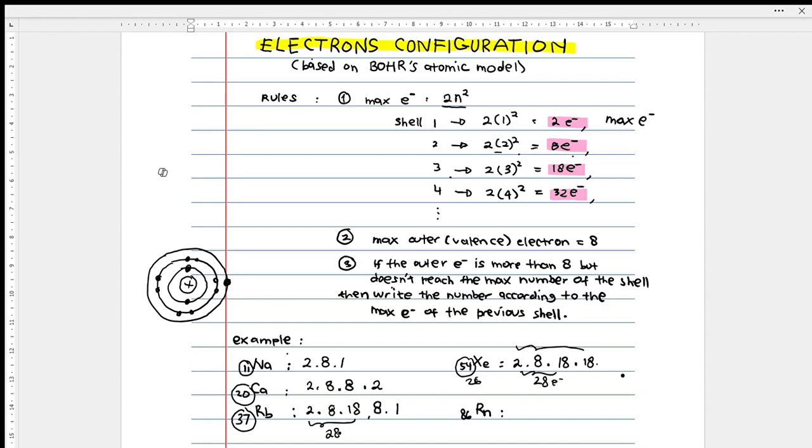Therefore, we have 46 electrons distributed. That means we have how many left? We have 8 left, right? So 8, we put it here in the outer shell. It is okay because the maximum outer electron count is 8 and this is 8. Okay, now what about radon? You try it by yourself, okay?